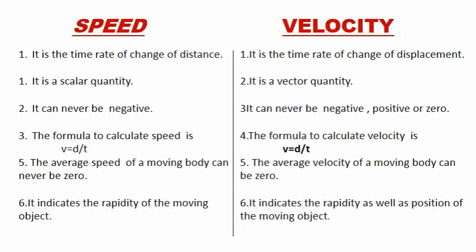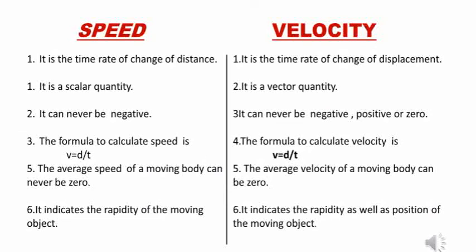The fifth point is that the average speed of a moving body can never be zero, because the distance covered by a moving body can never be zero. Similarly, the velocity of a moving body can be zero, because the displacement covered by a moving body can be zero.